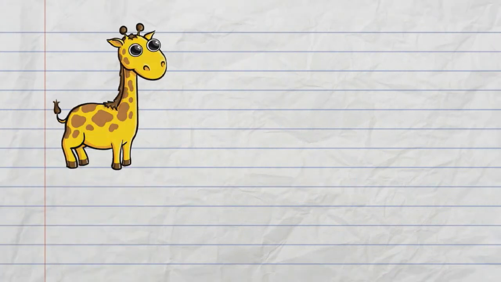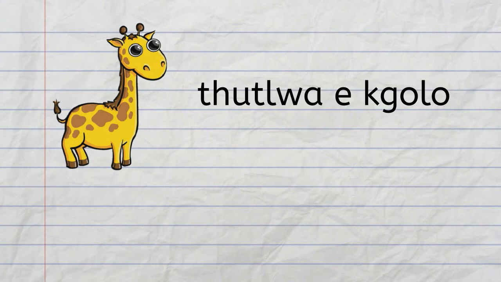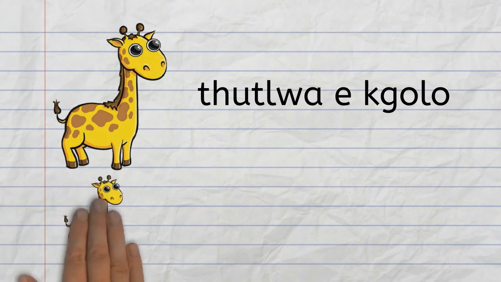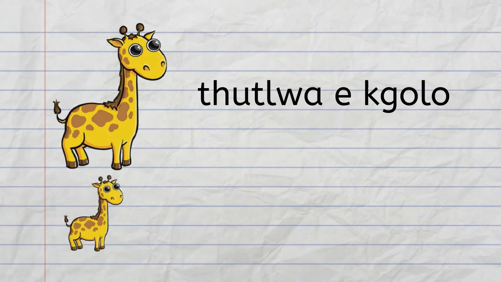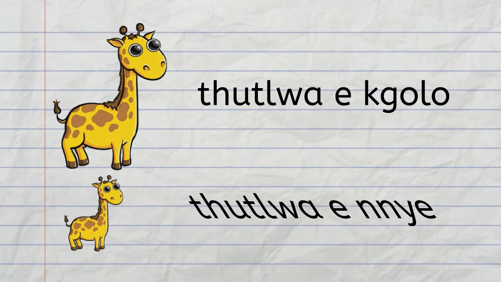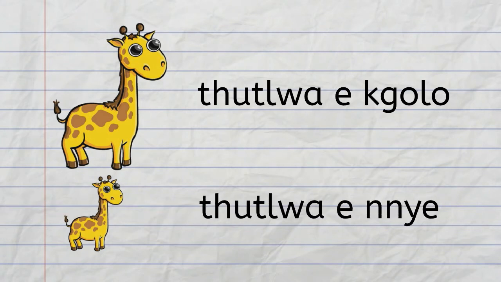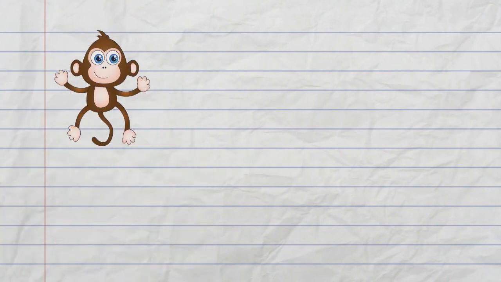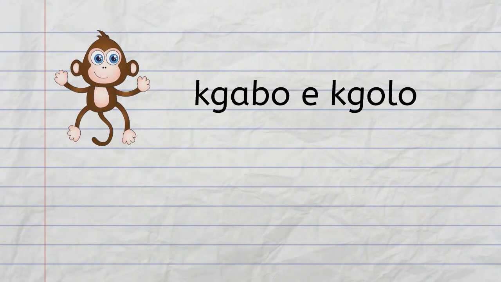So big giraffe would be tutlwa e kholo. And small giraffe would be tutlwa e nye. Big monkey would be khabo e kholo. And small monkey would be khabo e nye.